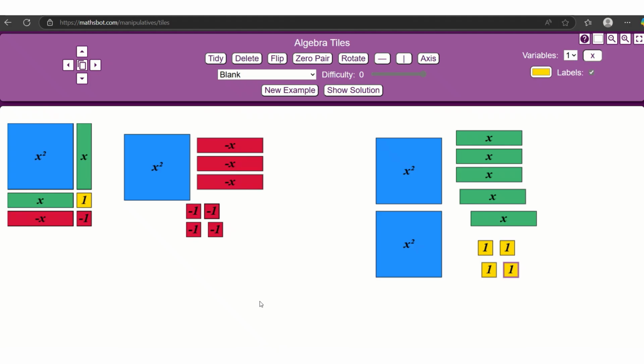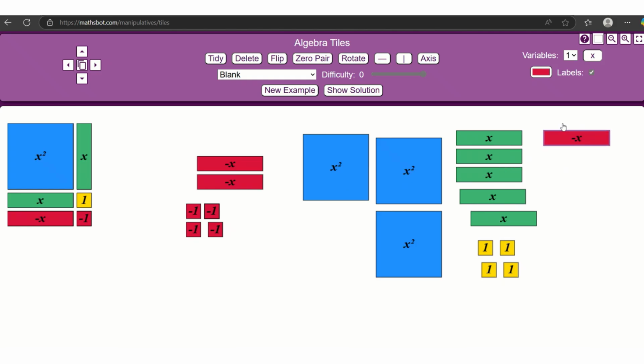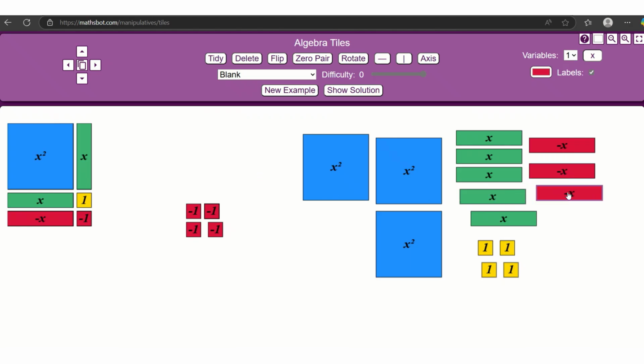Now to combine, think about if you have a pile of Halloween candy and your friend has a pile of Halloween candy, and you say to each other, let's combine our piles of candy. What you would do is take all of this stuff and dump it into one gigantic pile. So that's what I'm going to do. I'm just going to dump it all together. And so we have this lovely pile of algebra tiles.